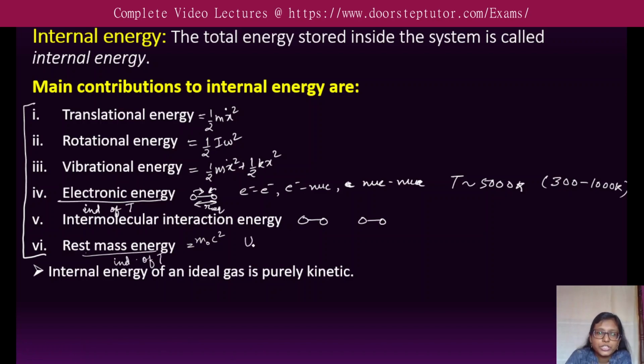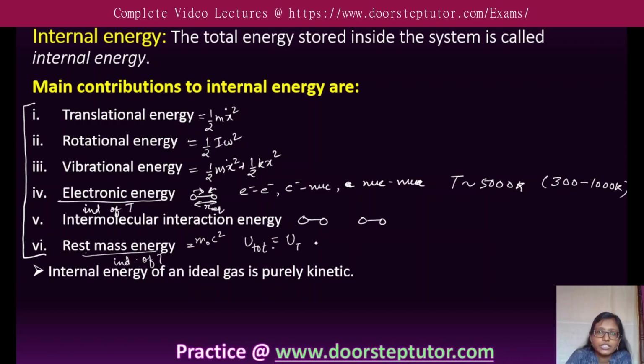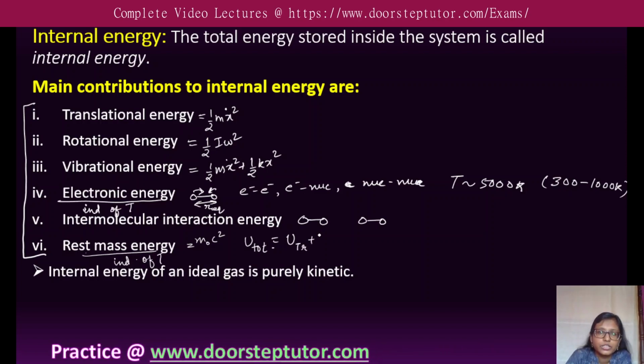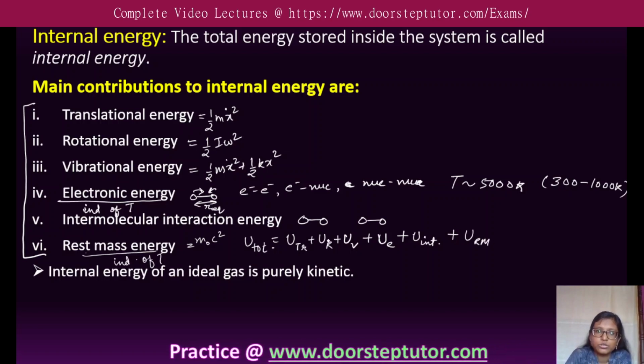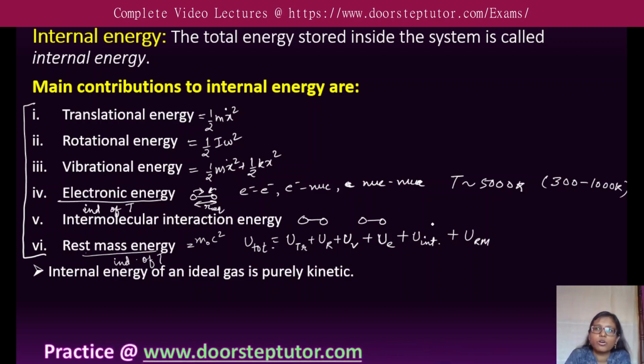So the expression for total internal energy will be equal to translational energy plus rotational energy plus vibrational energy plus electronic energy plus intermolecular energy and rest mass energy. So total internal energy will be the sum of all these energies.